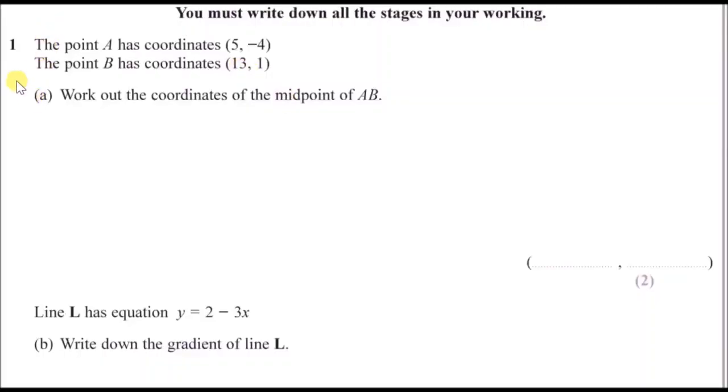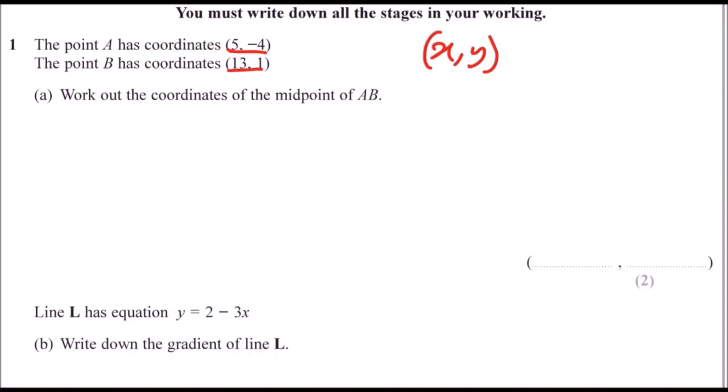Now it tells us that the point A has coordinates 5, -4, and point B has coordinates 13 and 1. And just a quick recap, guys: the coordinates are always in the form x and y, where the first position is x and the second position is y. Now in part A, they want us to work out the coordinates of the midpoint of AB. In other words, the halfway value of these 2 points.